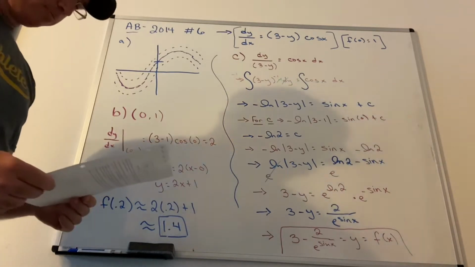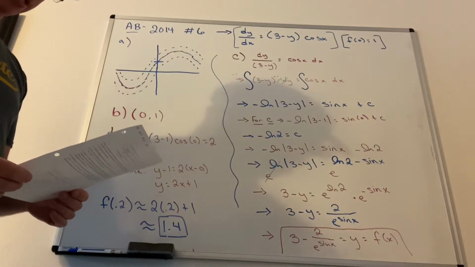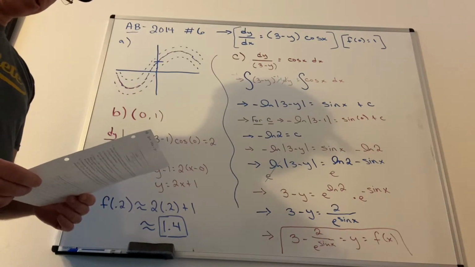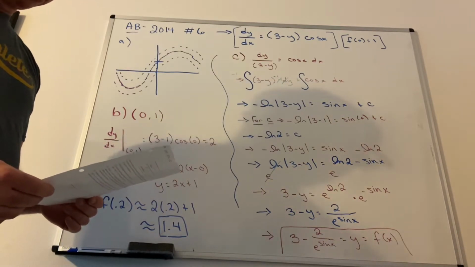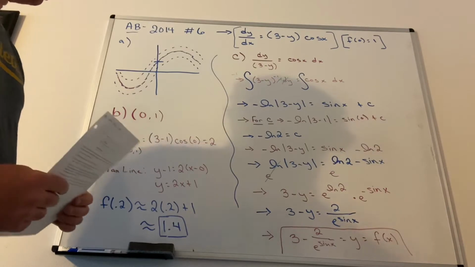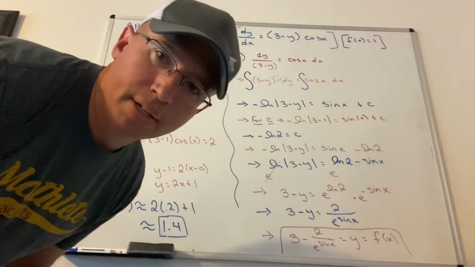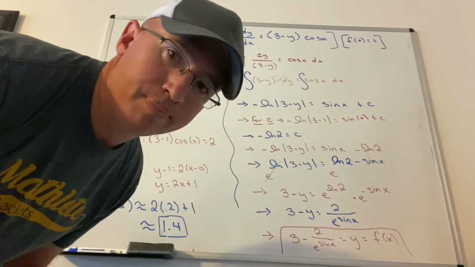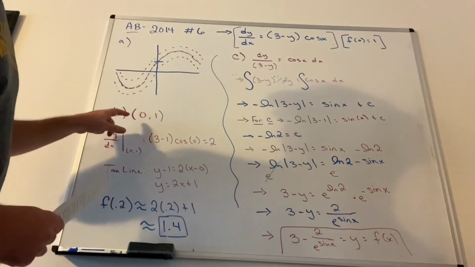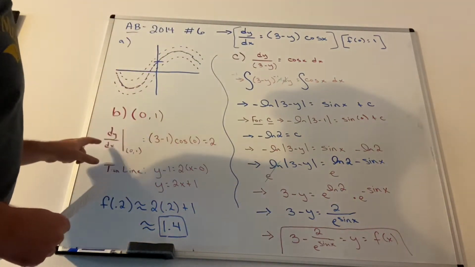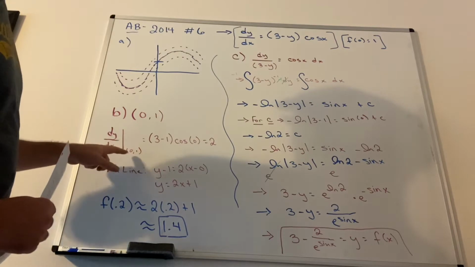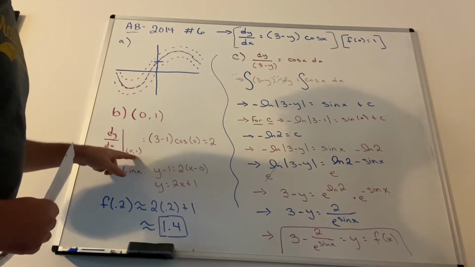Part B, write an equation for the tangent line to the solution curve in part A at point (0, 1), and then use that to approximate f of 0.2. We need a tangent line, we need a point and a slope. The point's given to us. We can evaluate the derivative at that coordinate to find the slope.